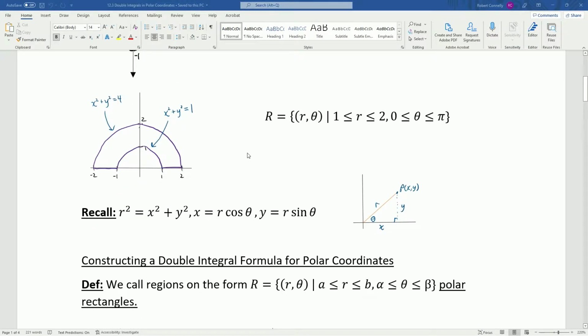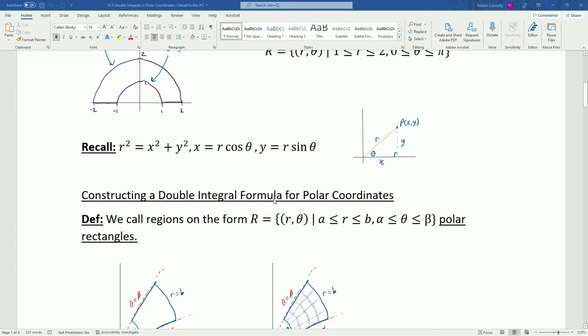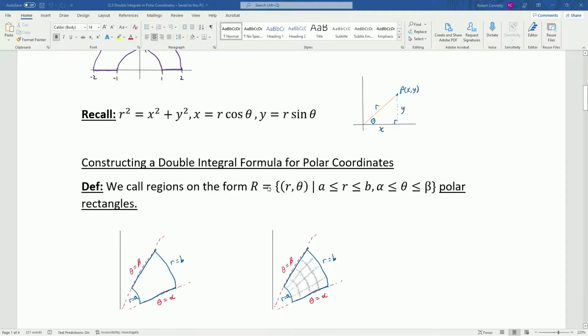So as a reminder, r squared equals x squared plus y squared. That's just the Pythagorean theorem. R is our radius out from the center. So you form a right triangle, and your x and y coordinates are the legs. So x squared plus y squared is r squared, and x is r times cosine of theta, and y equals r times sine of theta. So what we want to do is construct a double integral formula for polar coordinates that will solve the same problems that we would be doing with our regular double integrals.